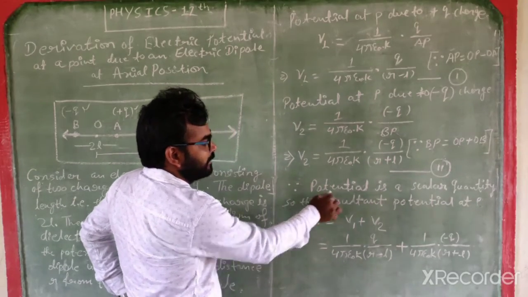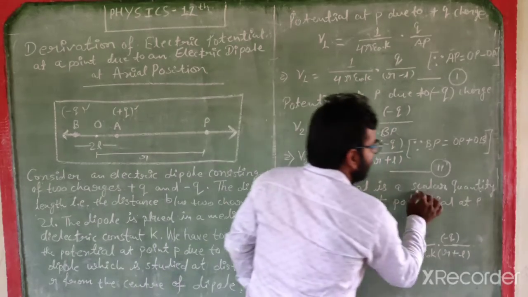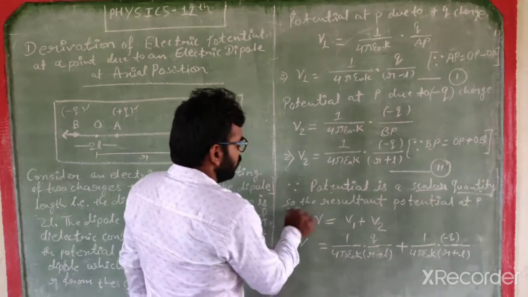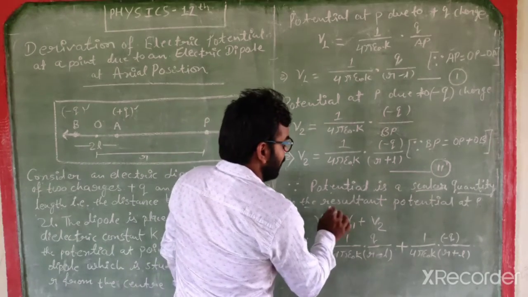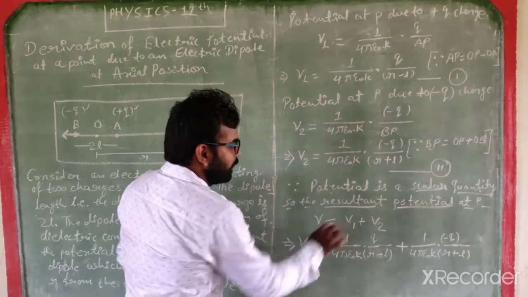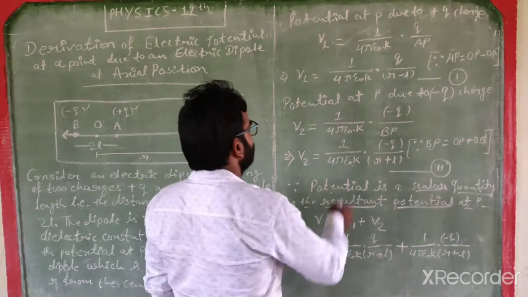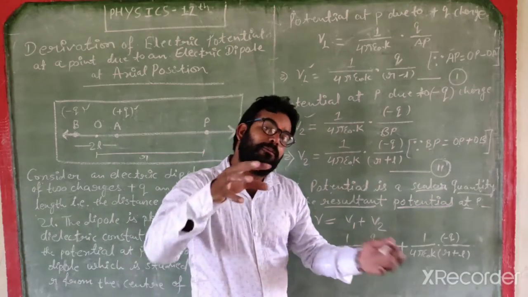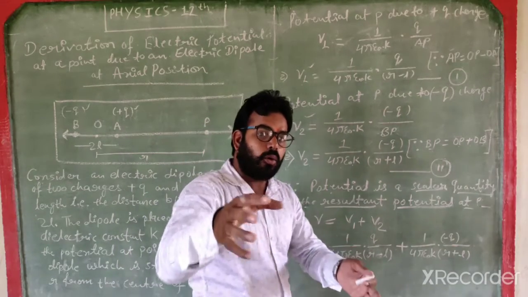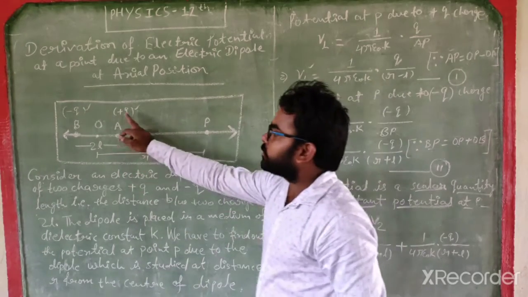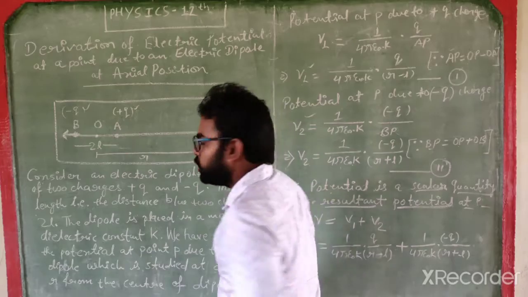Therefore, since potential is a scalar quantity, the resultant potential at point P, V, is equal to, now this is V1, this is V2, but we have to find the resultant potential. What is the total potential at point P due to minus Q charge and due to plus Q charge?